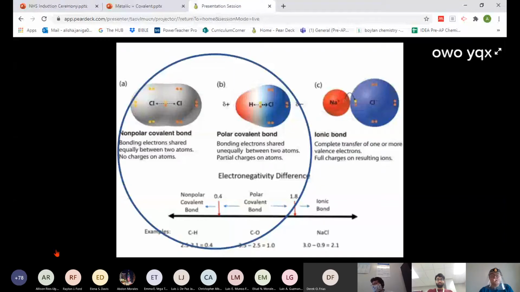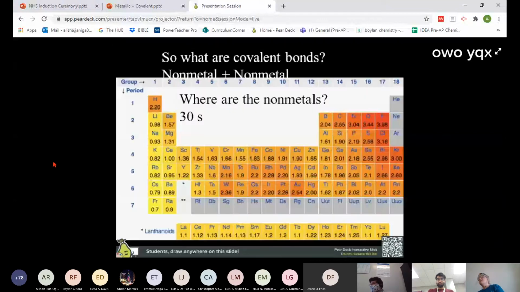Where on this periodic table are the nonmetals? 30 seconds. Draw, draw, draw. Jason, Samantha, y'all good over there? Good, Diana. Good, Geraldo. Chris, other side. Johanna, fancy labeling nonmetals and metals.